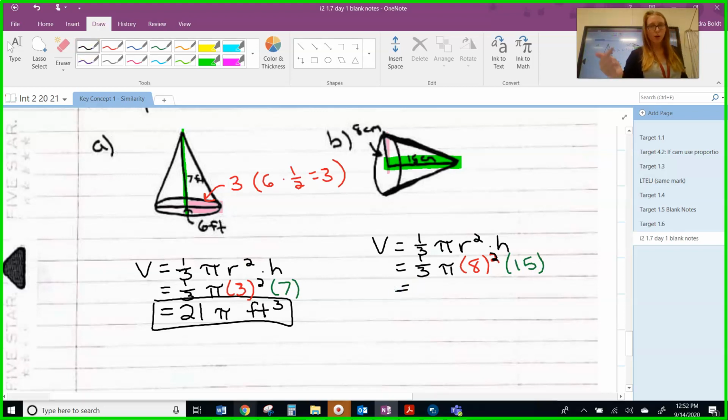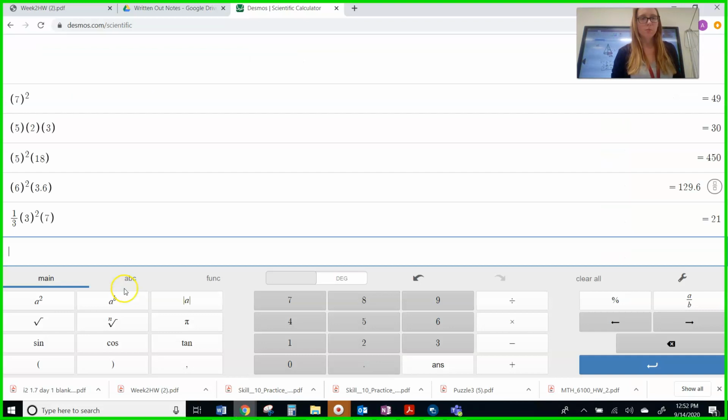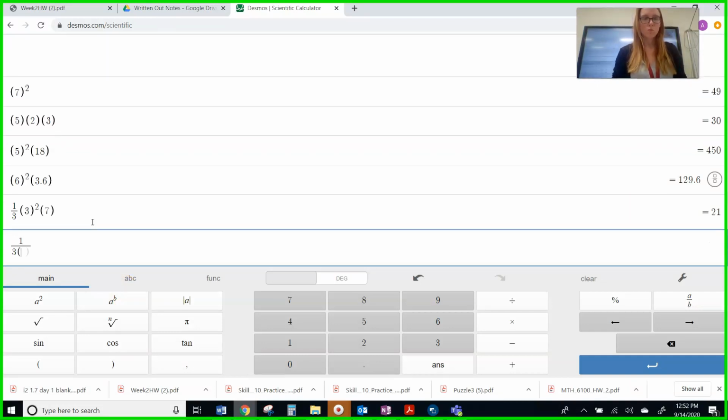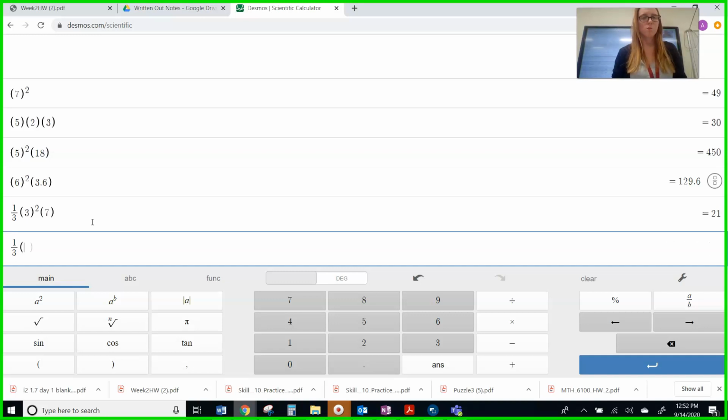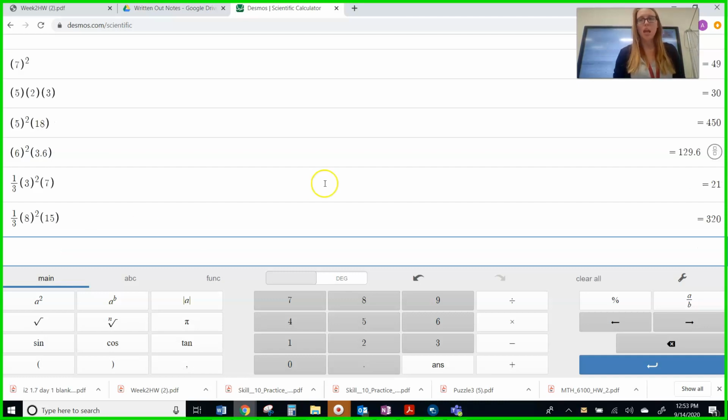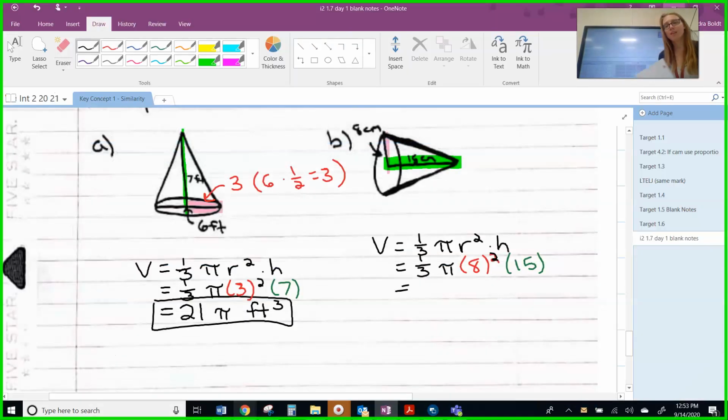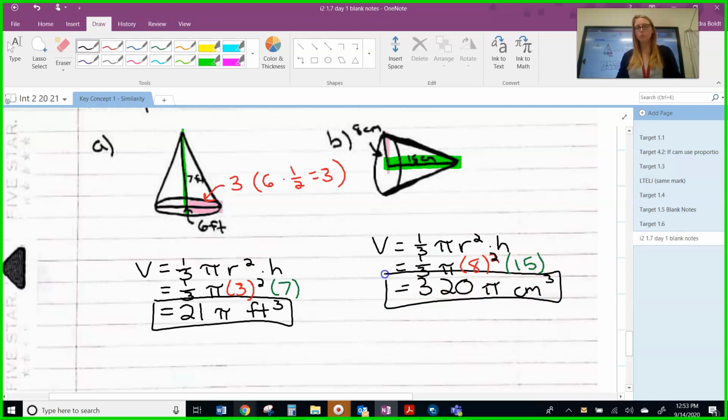Again, I'm going to type in 1/3, 8 squared, and 15 into my calculator. And this looks exactly like my expression except for the pi. And we get 320. And that is our answer. 320 pi. Our unit is centimeters cubed. Okay, that's it.